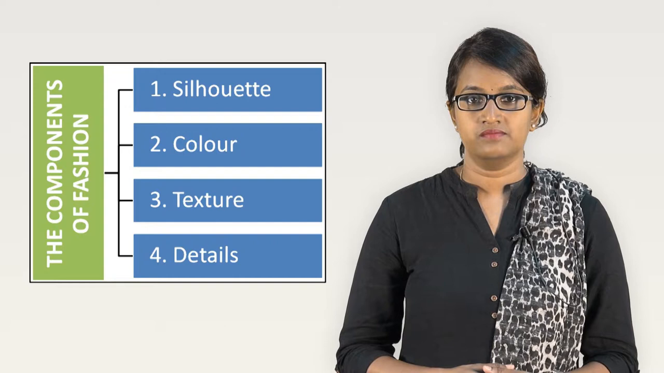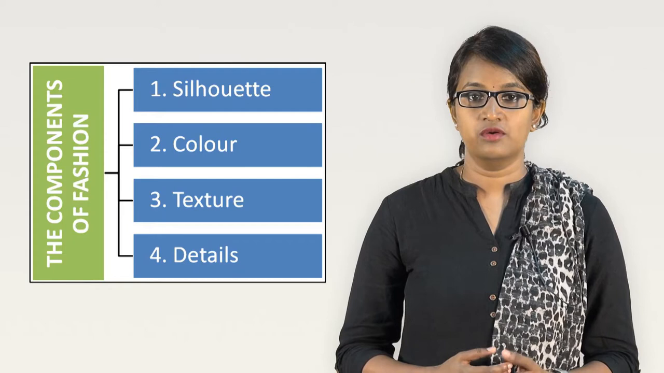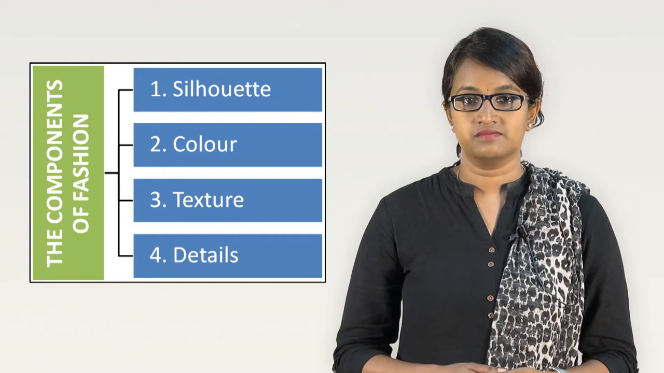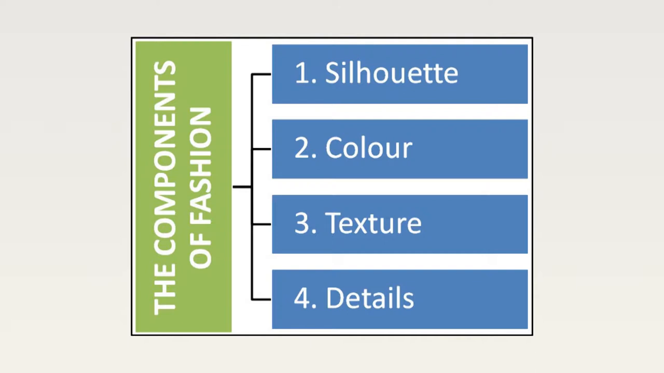Components of fashion. The following are four components that comprise fashion design: silhouette, color, texture, and details. Silhouette.